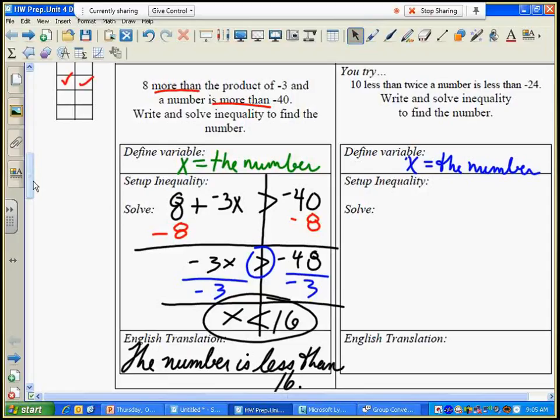Okay. When we set up the inequality, 10 less than twice a number. All right, that less than. Remember, that's implying subtraction. It means you're going to take 10 away from something. Well, the something is twice a number. I'm going to take 10 less than that. Make sure we have our order correct there, because remember, subtraction, the order does matter. And it's saying that it is less than negative 24. So all that expression has to be less than negative 24. All right, let's solve.